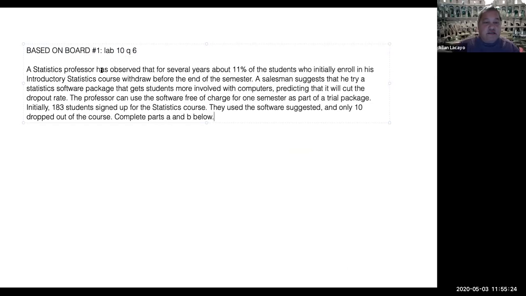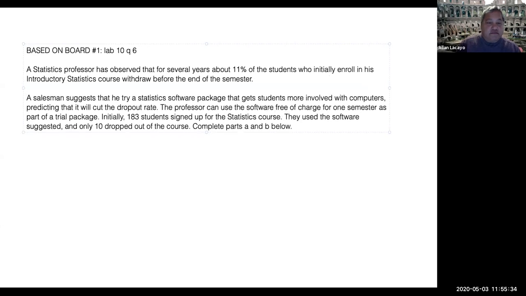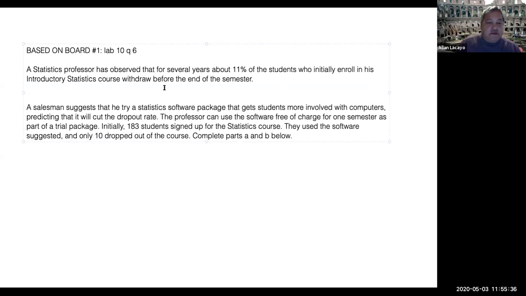It says, a statistics professor has observed that for several years, about 11% of students who initially enroll in his stats class drop the class. Okay. So all this basically boils down to saying that P is 0.11, and that this is what we call the null hypothesis.